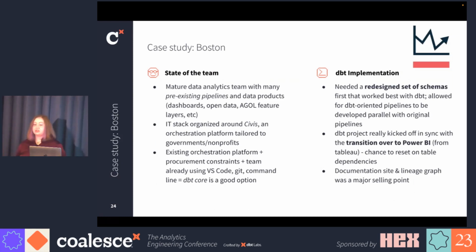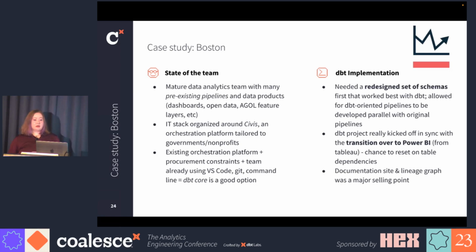So at Boston, we had the project of migrating a mature code base with a ton of pre-existing pipelines and data products. The data analytics team has been around for 8 years now. We've been on Civis for 4 years. We've got a lot of code to migrate over. And so we also knew that we had Civis to be our orchestration platform.